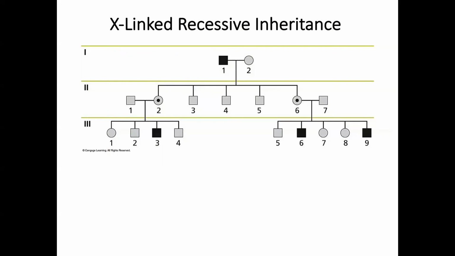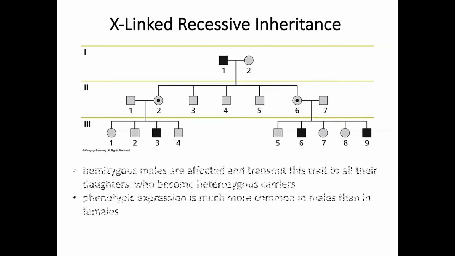This slide shows a pedigree of an X-linked recessive trait. This is easy to tell because the circle with a black dot showing here indicates a carrier of an X-linked recessive trait. Based on our analysis, this pedigree shows the characteristics of X-linked recessive traits.